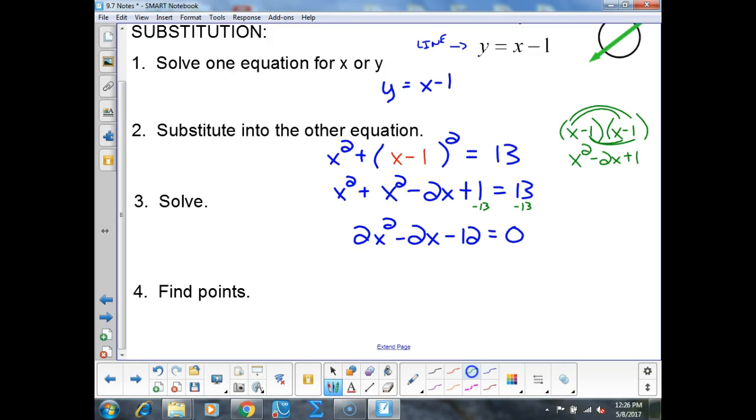The next step would be to remove a 2, yes, or factor out a 2. Divide everything by 2, yes. But why do I want to get it equal to 0? Why didn't I just leave it as 2x squared minus 2x equals 12? Matt? I don't need to complete this. I mean, I can, but I don't need to.